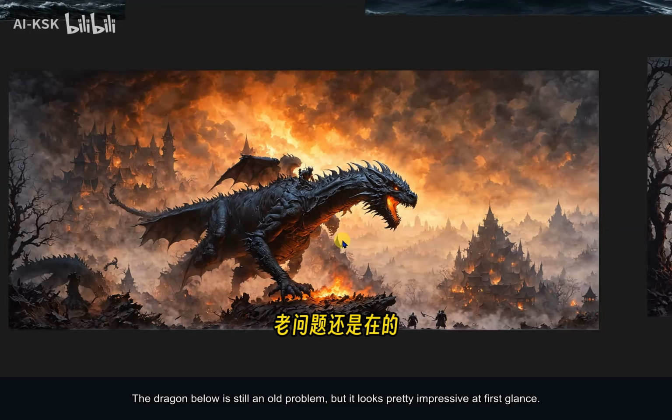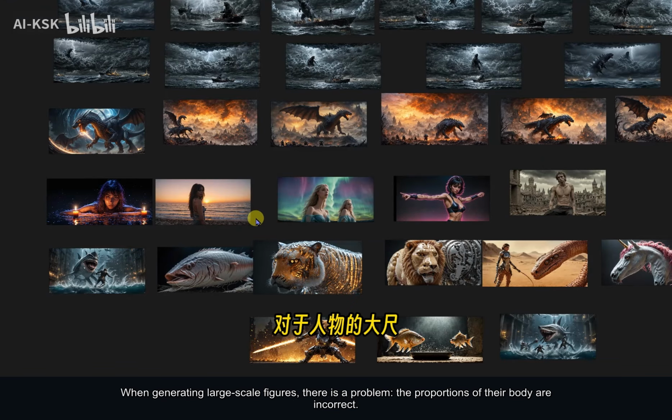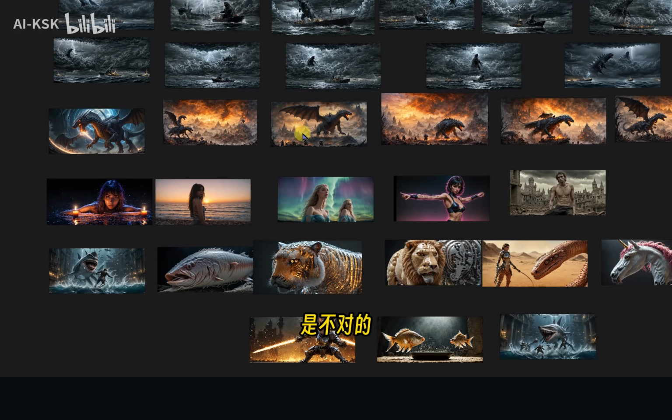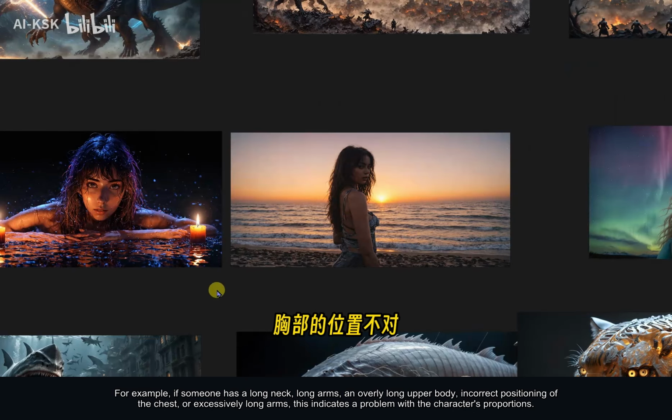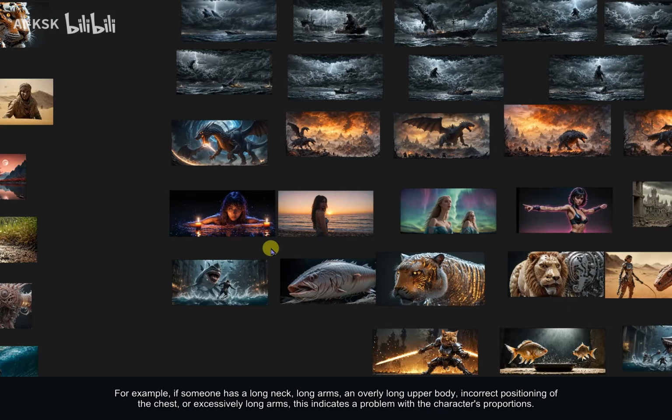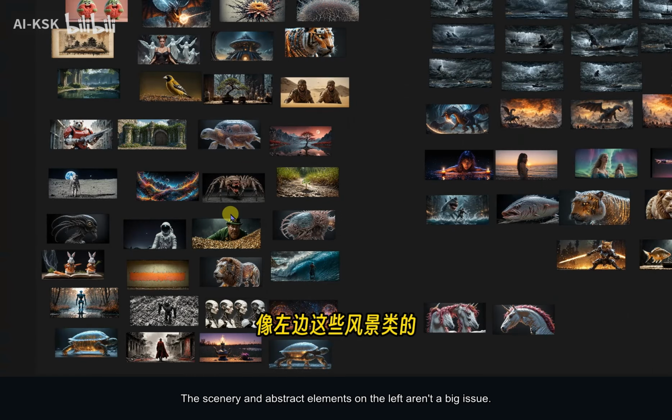The dragon below is still an old problem, but it looks pretty impressive at first glance. When generating large-scale figures, there is a problem. The proportions of their body are incorrect. For example, if someone has a long neck, long arms, an overly long upper body, incorrect positioning of the chest, or excessively long arms, this indicates a problem with the character's proportions. The scenery and abstract elements on the left aren't a big issue.